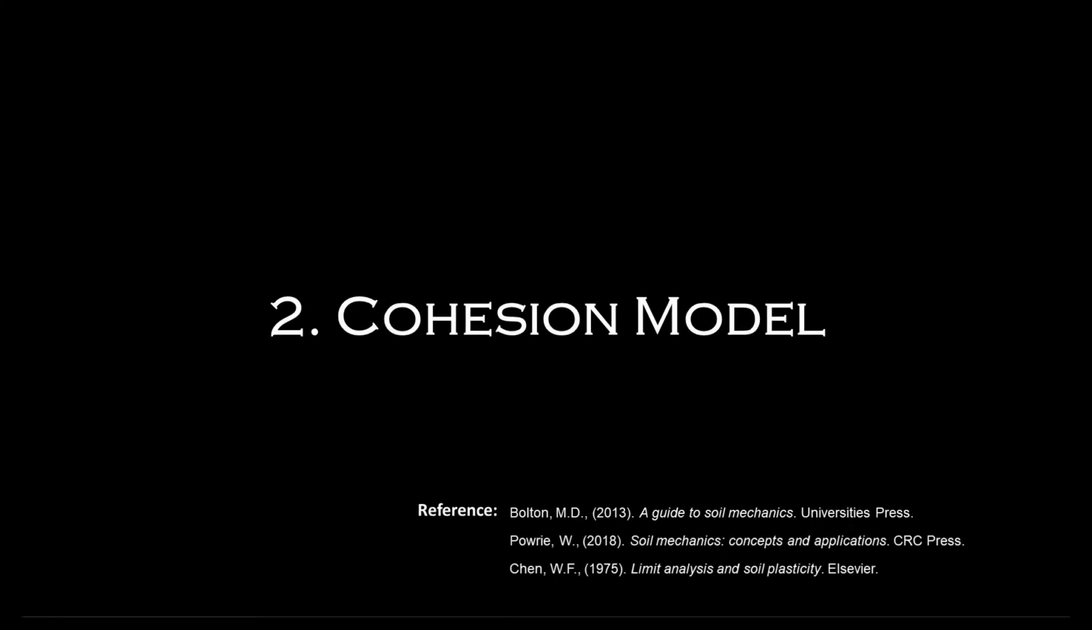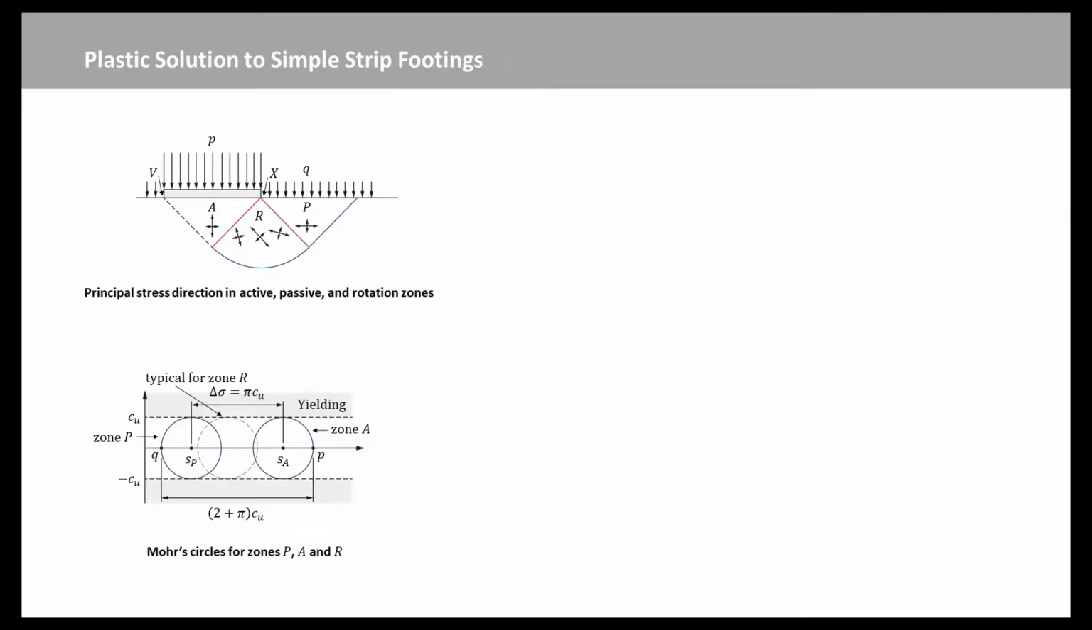Now we will explore the collapse of a strip footing using the cohesion model. This figure shows our representation of a 1 meter section taken out of a long strip footing resting on a material with constant strength tau maximum equal to Cu. The contact stress on the foundation has been increased to P, at which collapse occurs.